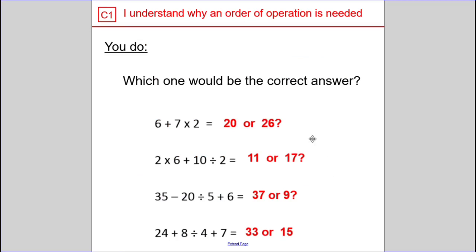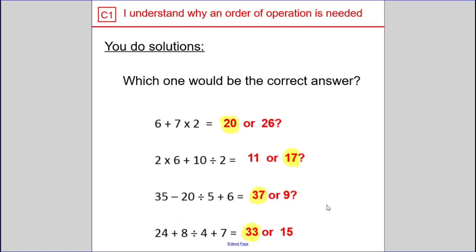Here's a UDO question for you to try. Which one would be the correct answer? So you've got 4 different types of questions here, and you've got 2 different solutions for every single question. All you need to do is write down which one will be the correct answer, and if you can, justify your answers. Pause the video here.